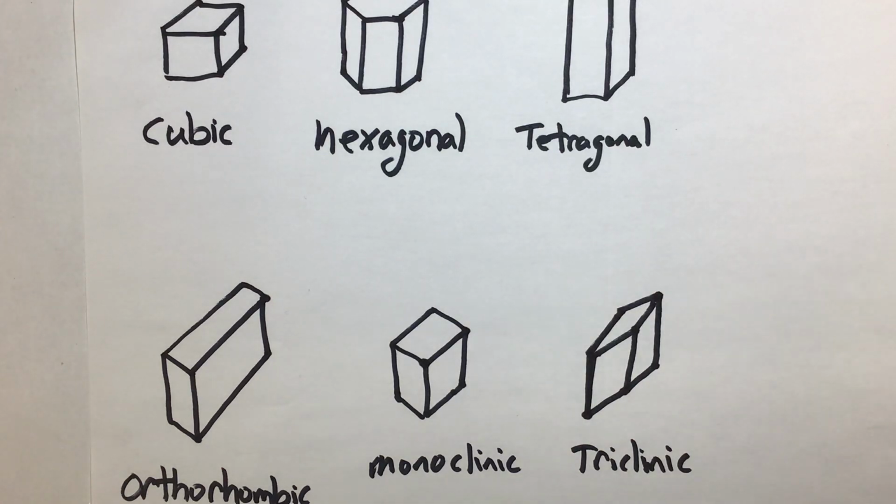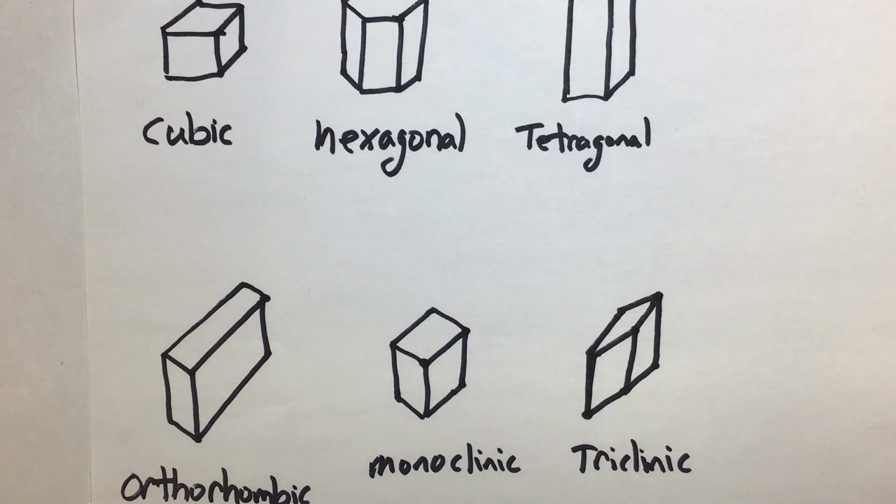Hi everybody, on this installment of Properties of Minerals, we're going to look at the crystal structure. Remember that in order for something to be a mineral, it needs to be a naturally occurring, inorganic solid with a crystalline structure and a definitive composition.